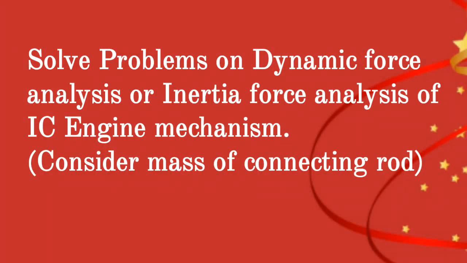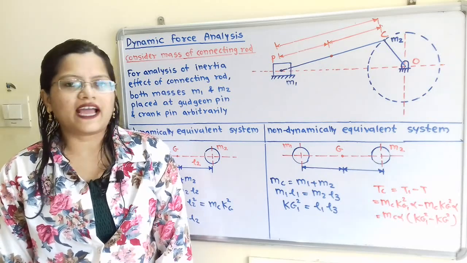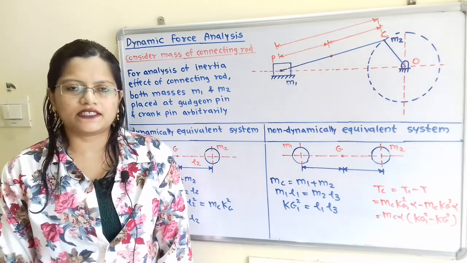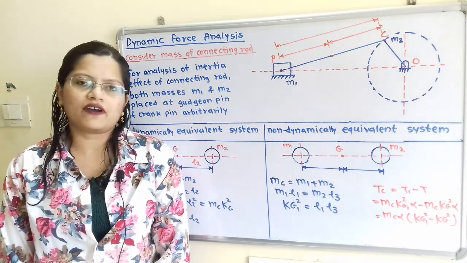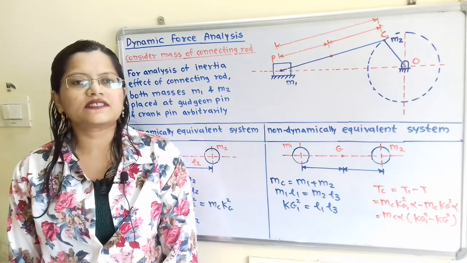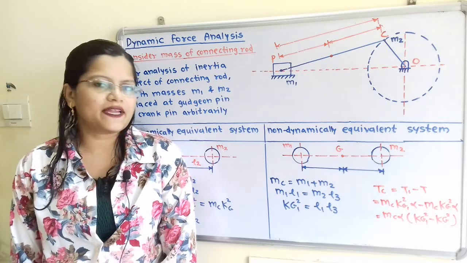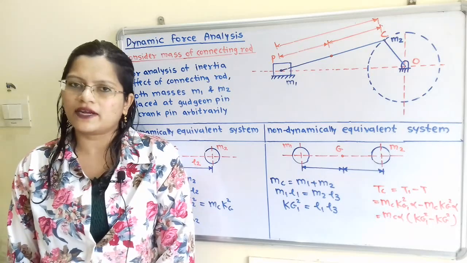Solve problems on dynamic force analysis or inertia force analysis on IC engine mechanism. Consider mass of connecting rod. For dynamic force analysis of IC engine mechanism or slider crank mechanism, we have to consider the mass of connecting rod. And for the analysis of inertia effect of this connecting rod, we have to split the mass of connecting rod MC into two masses, that is M1 and M2.